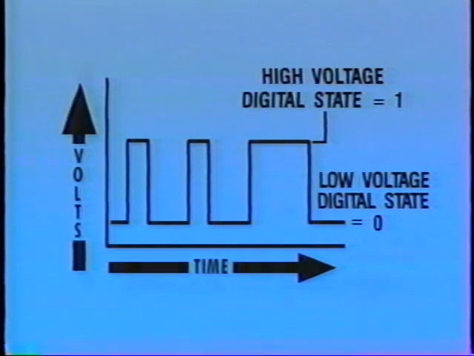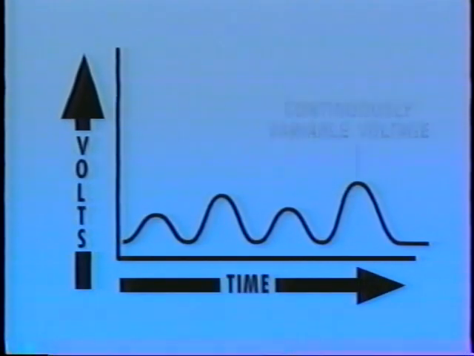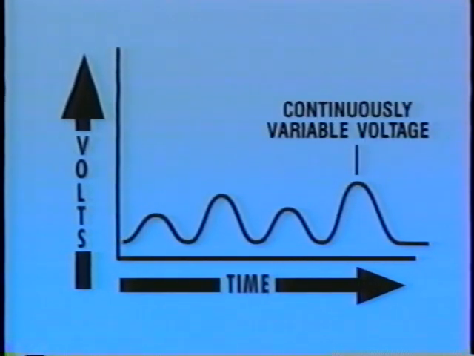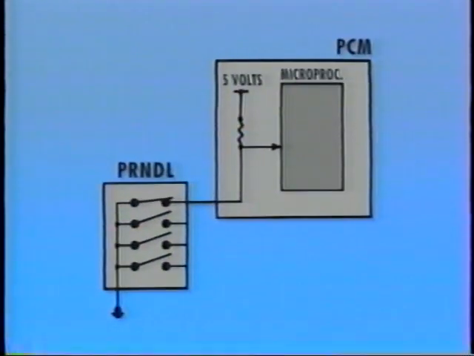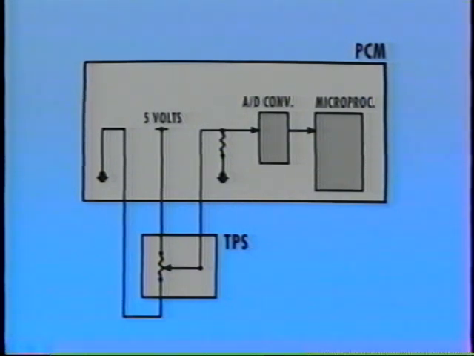Unlike digital signals, analog signals represent a continuously variable voltage. This signal can be high, low, or anything in between. Since the microprocessor works with digital information, it can accept digital signals directly, but it can't do that with analog signals. The PCM must first process them through an analog to digital, or A to D, converter.